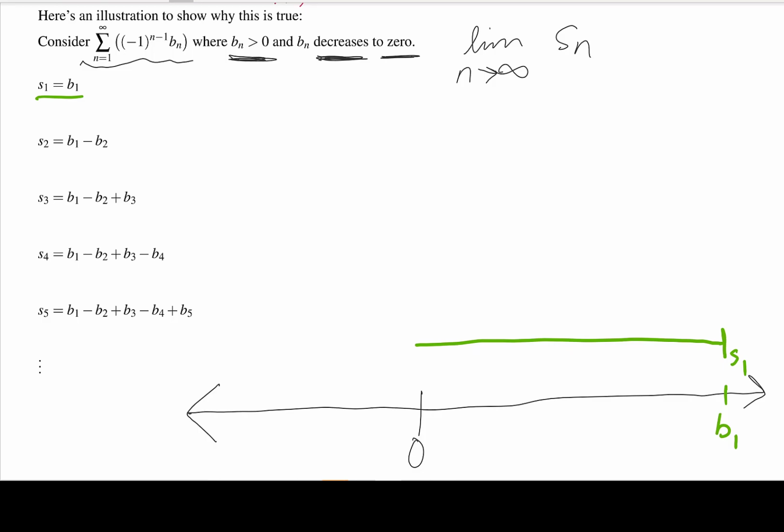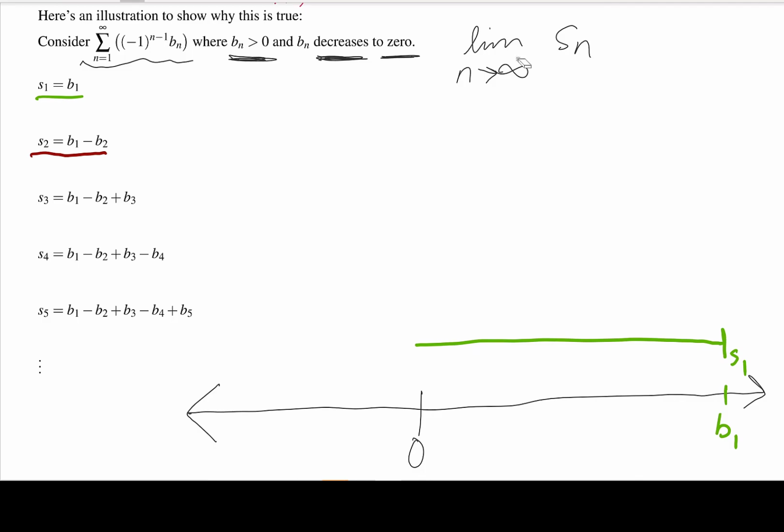Now, S2, what we need to do for S2 is subtract off B2. And here's all we know about B2. We know that B2 is positive, so that tells me that I'll be headed in this direction from B1. And we know that its value is going to be less than B1, right?